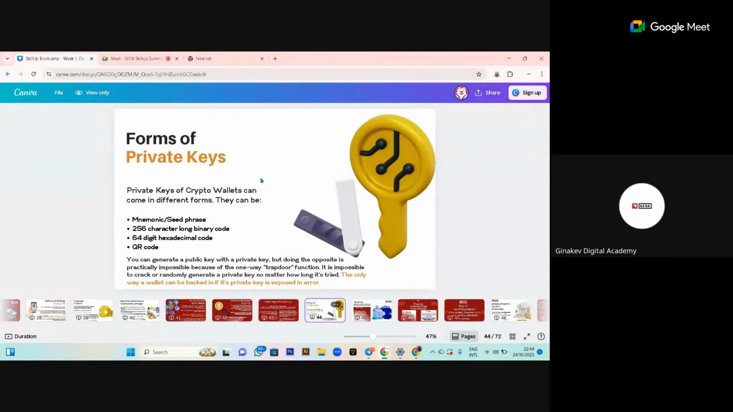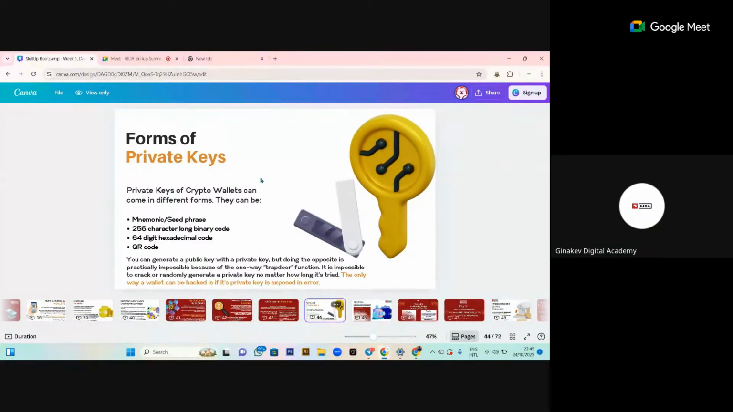Now, there's a long binary code of 256 characters. When we say binary, binary includes what? Zeros and what? And one. Now, there's also a 64-digit hexadecimal code. There's also what? QR code. You can generate a public key with a private key, but doing the opposite is practically impossible because of the one-way trapdoor function.